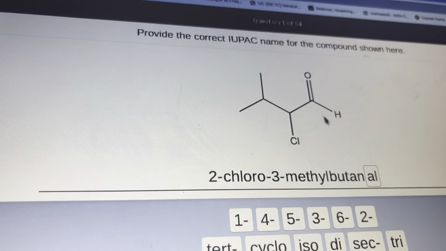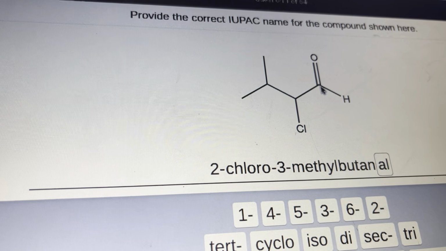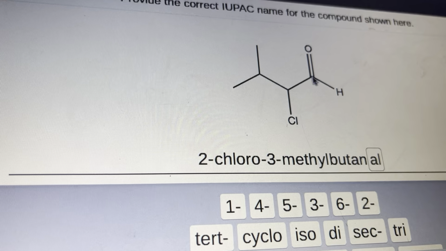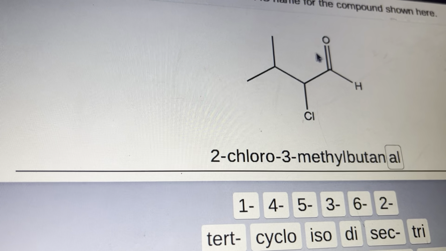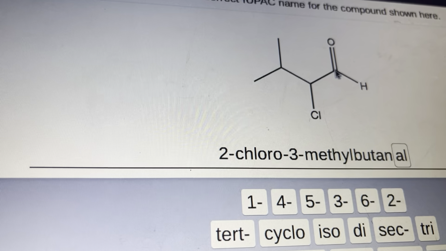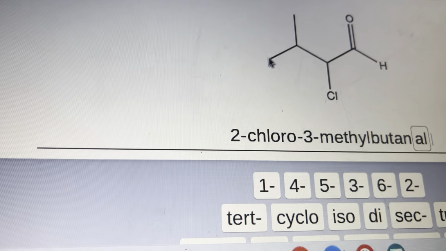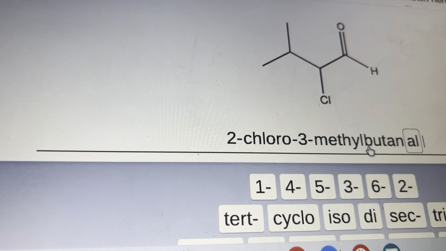So to find this, first you count the carbon chain. You start with the carbon that's closest to the doubly bonded oxygen. So we start here, 1, 2, 3, 4. We know 4 is butane, so it's going to be butanal.